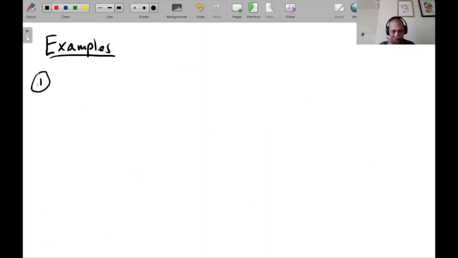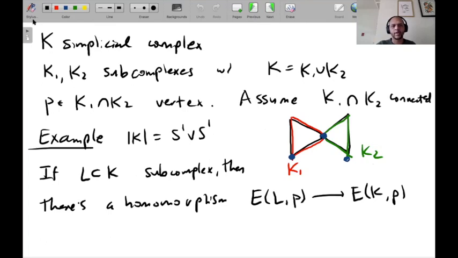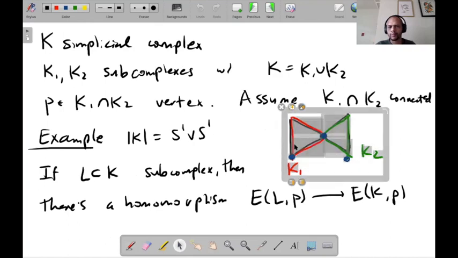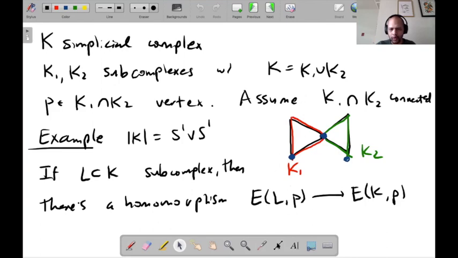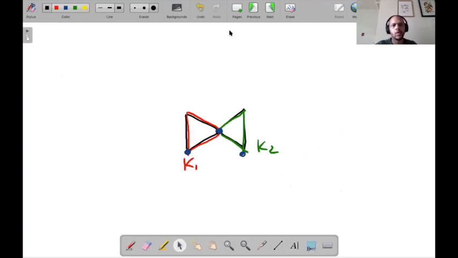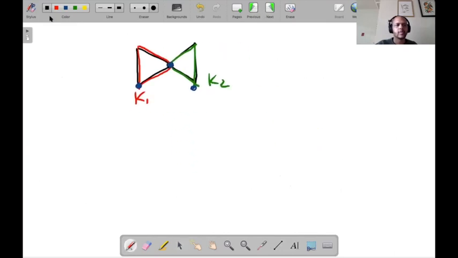So first, let's do this example from before. I think I can just copy it, but let me try to copy it. That should be quicker. Yeah, okay, that's what I want to do. So example.